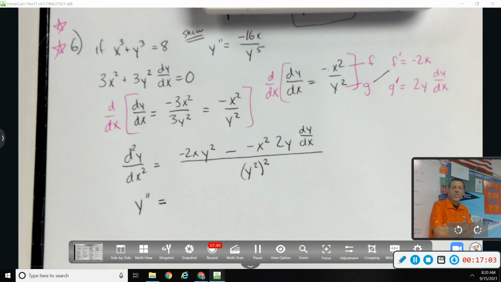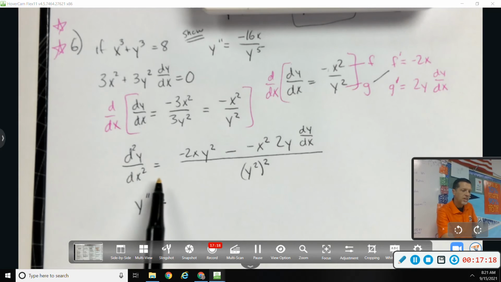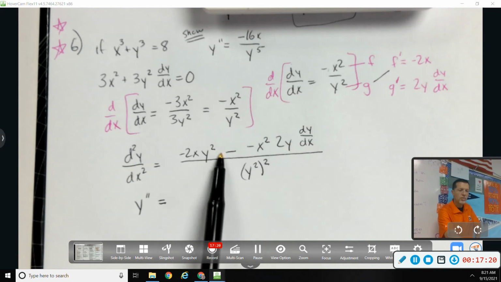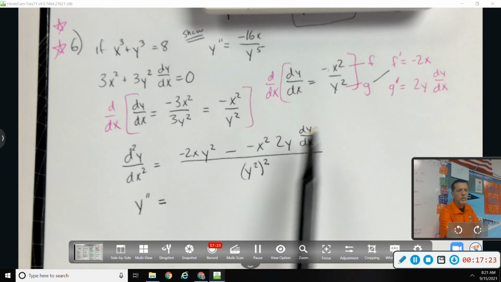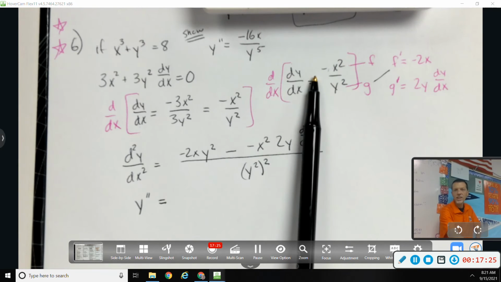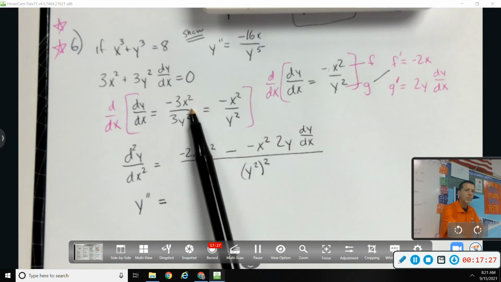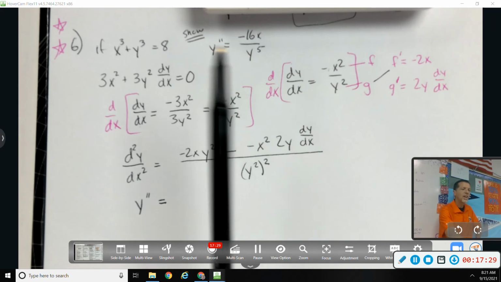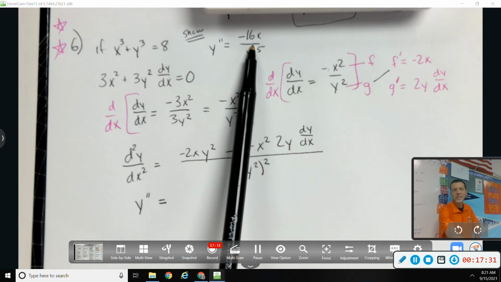There is some good news. Our calculus is done. And if it didn't tell me what to show that it equaled, that would be a safe stop. Because we got the second derivative equals something, and yeah, we have a dy dx in there, but we told them what dy dx is, so that's fine. It's not a safe stop because the direction specifically said, show that the second derivative equals this. And we are not there yet.